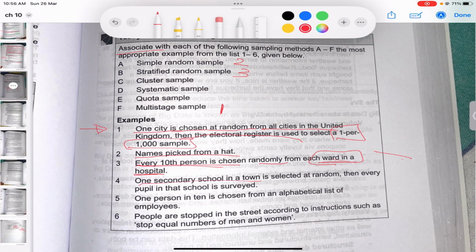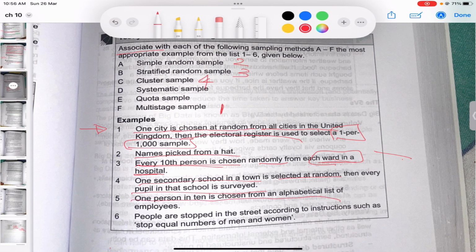One secondary school in a town is selected at random, and every pupil in the school is surveyed. What do you think about this? Cluster.